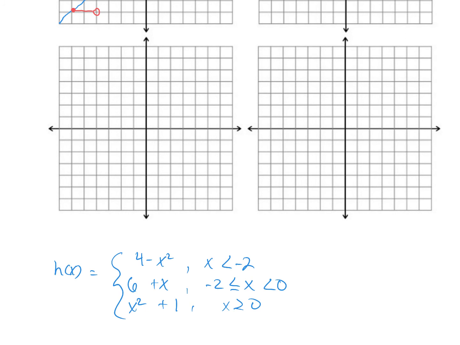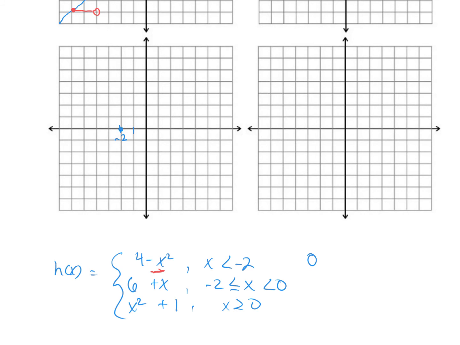From -infinity to -2, it is an upside down parabola. I know this is an upside down parabola. Let's put in the value for -2. So at -2, 4 minus 4, well, that is a big old 0. So at -2, it's 0. So let's make this -2. So this would be 0, like so.